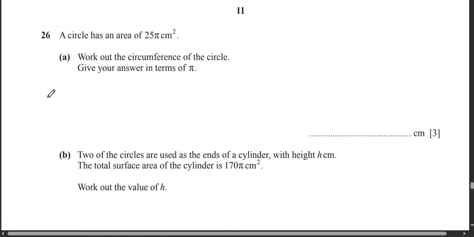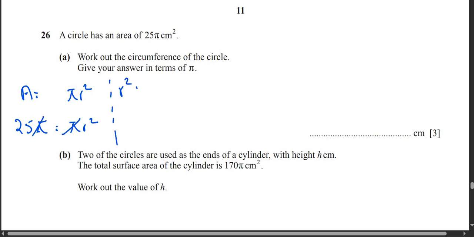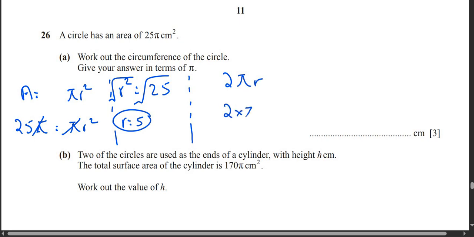Okay, guys? Next, 26. The question says a circle has an area of 25 pi. Work out the circumference. So look, area of circle is equal to pi r squared. Area is already 25, so 25 pi is equal to pi r squared. Pi pi cancelled out. r squared is equal to 25. We will under root both the sides. r is equal to 5. So radius is 5. Now we will calculate the circumference, which is 2 pi r. So 2 multiply by pi multiply by 5. So it's 10 pi.